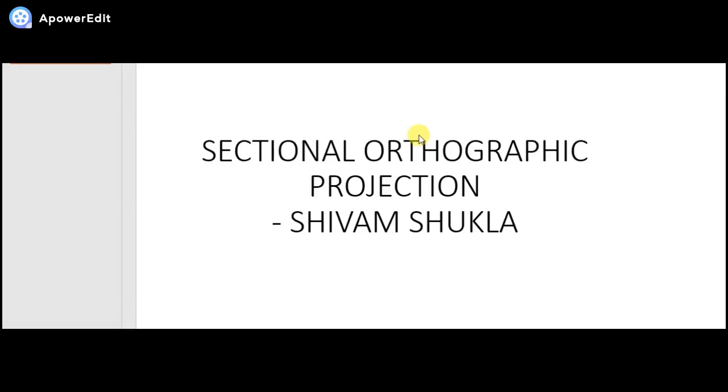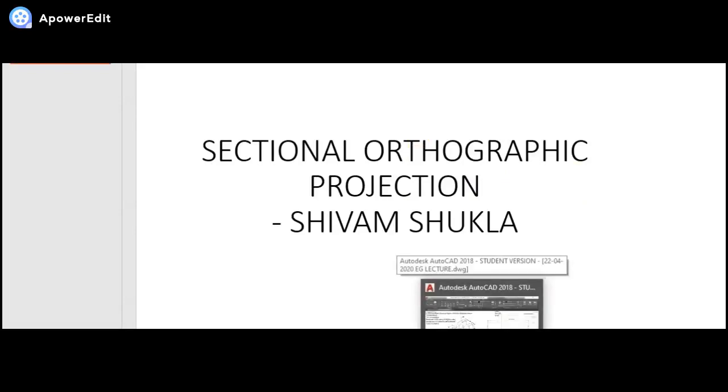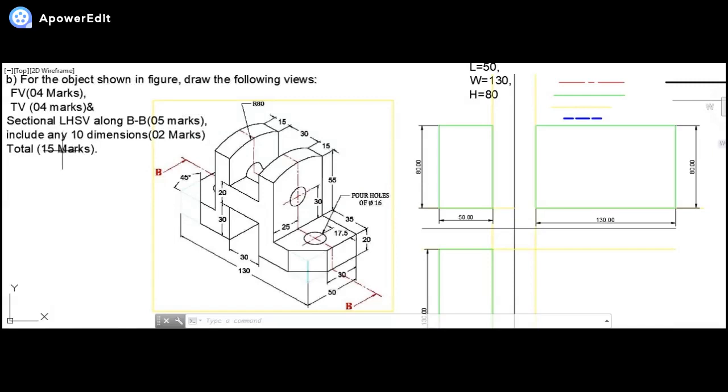This is Shivam Shukla and here I am to draw a problem on sectional orthographic projection. It's a question asked in the university paper for 15 marks. The question statement goes as, for the object shown in figure, draw the following views. Front view 4 marks, top view 4 marks, sectional LHS view along BB 5 marks, include any 10 dimensions 2 marks. This is how the total 15 marks are being divided.